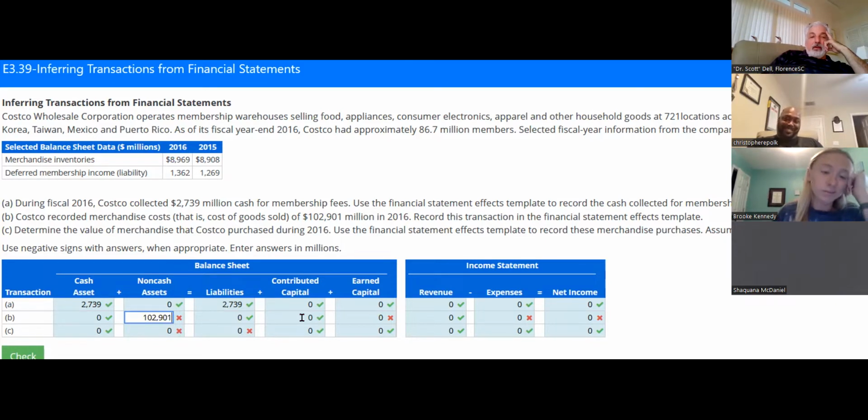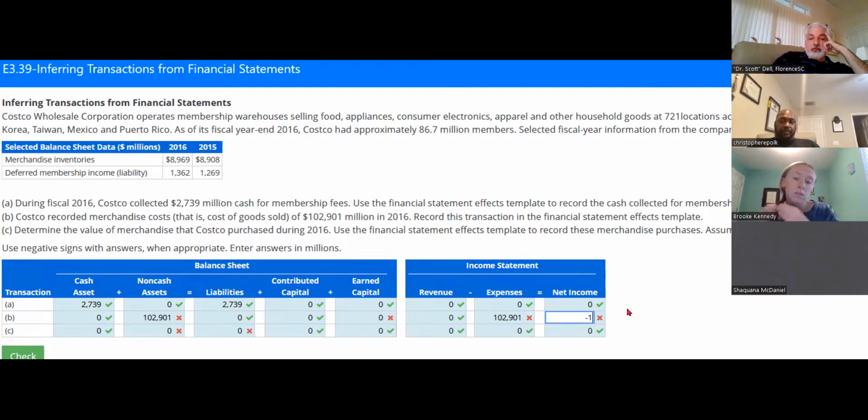All right. Now, I've got three items. The cost of goods sold shows up over here under expenses, right? That'll be under expenses as a positive, but then there'll be a reduction in your net income and in your earned capital. Is that a positive in net income or negative? Those are negatives. Check.